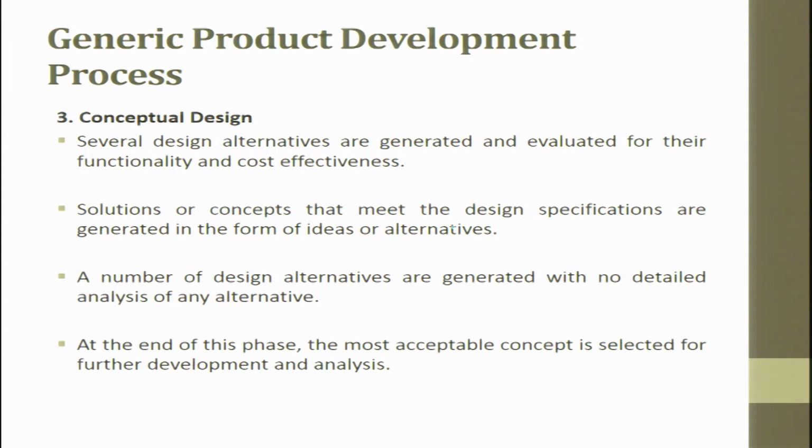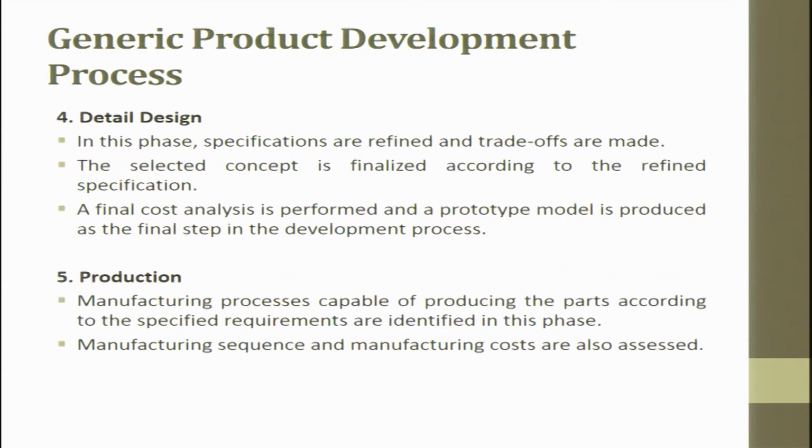The solutions and concepts that meet the design specifications are generated in the form of ideas and or alternatives. A number of design alternatives are generated with no detailed analysis of an alternative. So, we do not talk about dimensions, we do not talk about the material, we just talk about concepts, form, and whatever the functions are, how they are to be done. At the end of this phase, the most acceptable concept is selected for further development and analysis. So, here we put in all the functionality also, not the shape and size alone, and then we try to choose, okay, this design is okay, and then based on the conceptual design whatever you have frozen, we start working on detailed design.